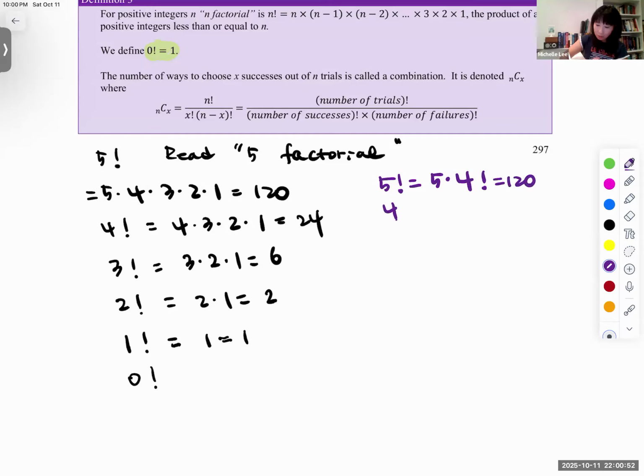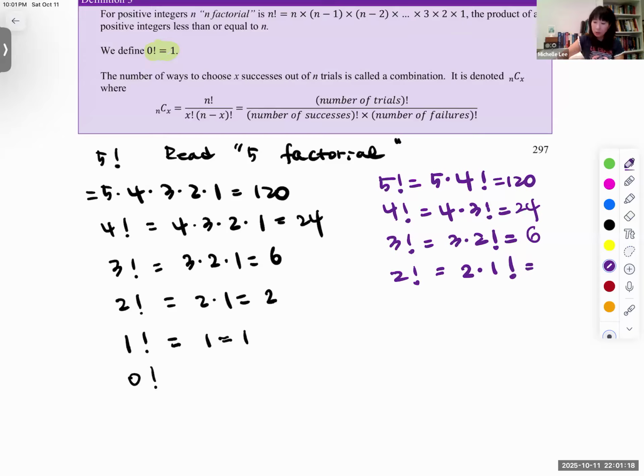Okay, how about 4 factorial? Can we express it this way? Yes, because we get the same answer, 24, right? How about 3 factorial, which is 3 times 2 factorial. Can you do that? Yes, because we get the same answer, right? How about 2 factorial? Can you do 2 times 1 factorial? Yes, we get the same answer too, right? How about 1 factorial? It's 1.